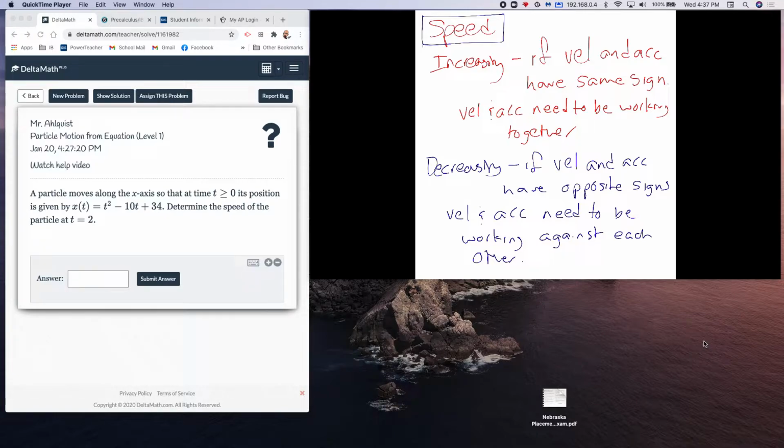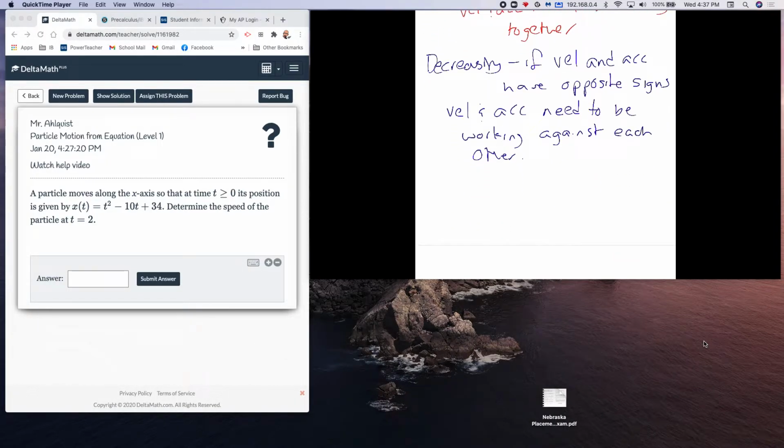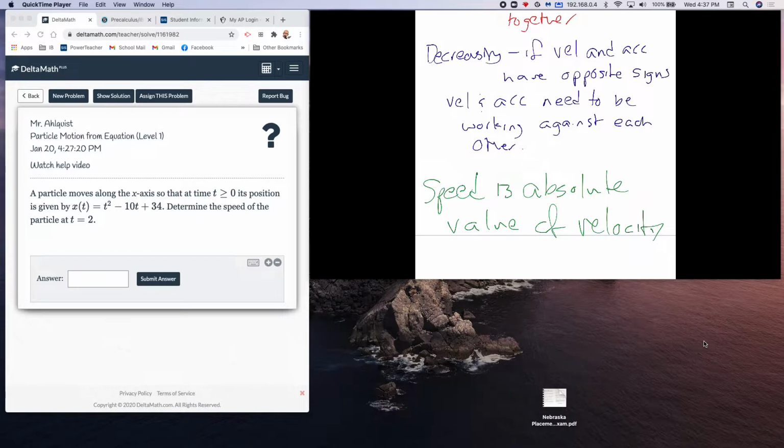So the other thing that you can think about speed is really the absolute value of velocity. So speed is the absolute value of velocity. So think of that. I'll write it down here. Speed is the absolute value of velocity. So it's velocity without a sign.